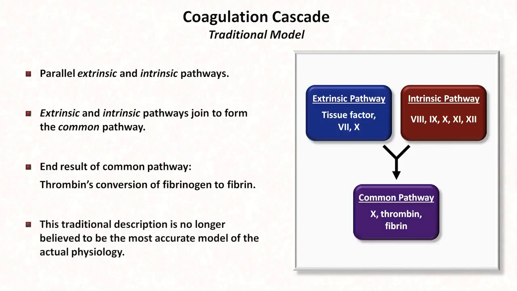Unfortunately, this traditional description is no longer believed to be the most accurate model of the physiology. It nonetheless is still widely taught in textbooks and university lectures. It's not that the traditional model is literally wrong, but rather that it is an oversimplification whose division into these distinct extrinsic and intrinsic pathways is artificial. In addition, it ignores the distinct phases of coagulation and has not typically included a thorough discussion of essential multi-component complexes.